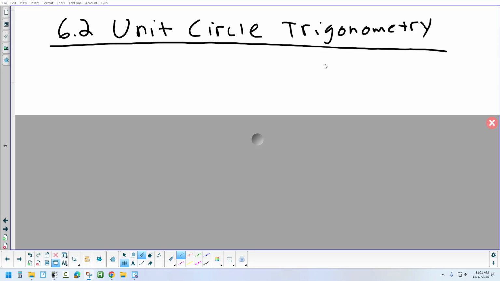All right, so last section we're going to take a look at is 6-2. We'll split that into 2 days. We'll do part today, part tomorrow. And it is on what we call unit circle trig. So let me show you the main idea of what unit circle trig is, and then we'll get into how we do some calculations with it.